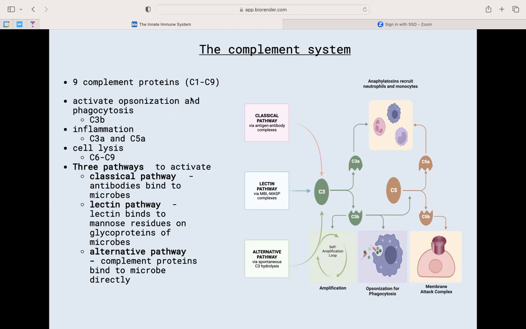It has 3 pathways in order to be activated, which is the classical pathway where antibodies will bind to microbes and antigens, the lectin pathway where mannose binding lectin binds to mannose residues on the glycoproteins of microbes, and the alternative pathway that occurs when complement proteins bind to the microbes directly.